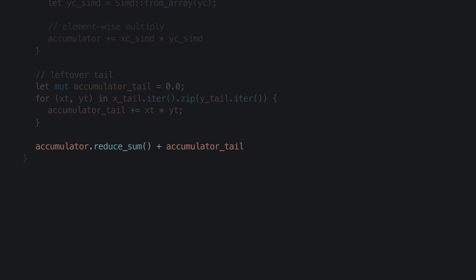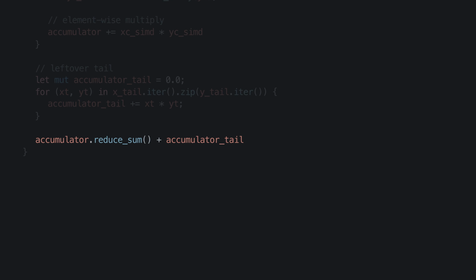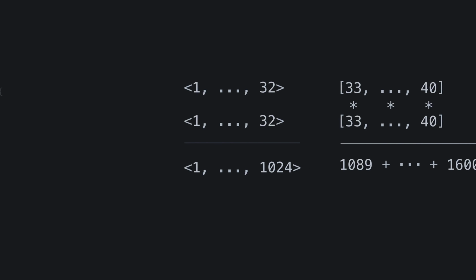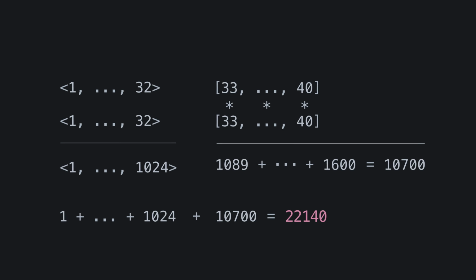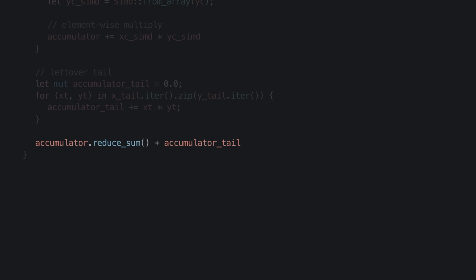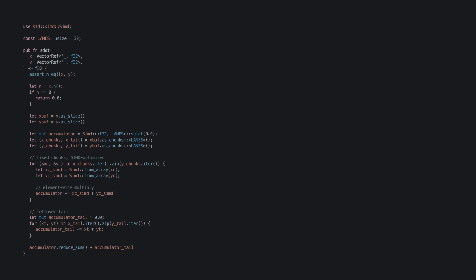Finally, we horizontally reduce the accumulator by adding its final 32 lanes together. Adding that to the scalar tail result gives us the dot product. You may be wondering why we use lanes as 32 in the first place instead of the native lanes as 4.